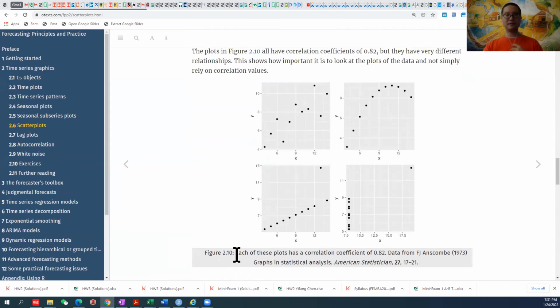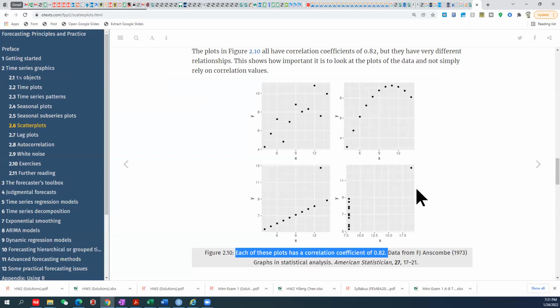So let's simply read the figure title again. Each of these plots has a correlation coefficient of 0.82. However, when we look at those plots, they actually reveal very different relationships. So that's why it's important to plot data in addition to using statistics like correlation coefficients, because even though they have the same correlation coefficient, their regression model might be different. One of the reasons, yes.